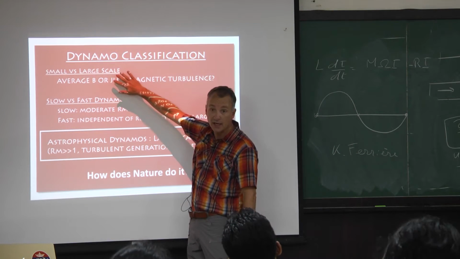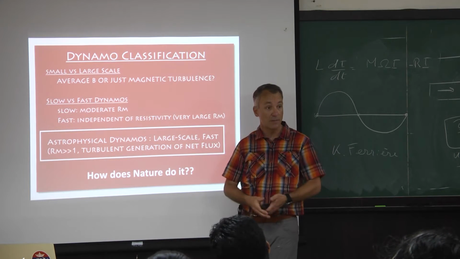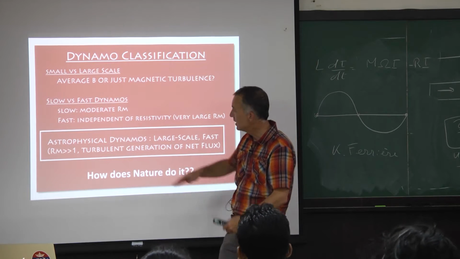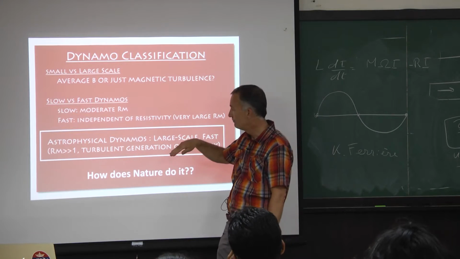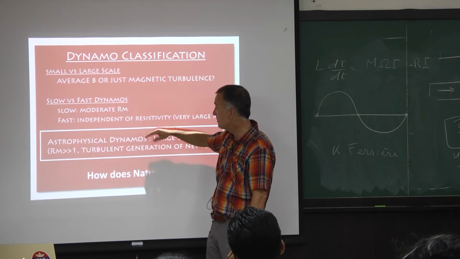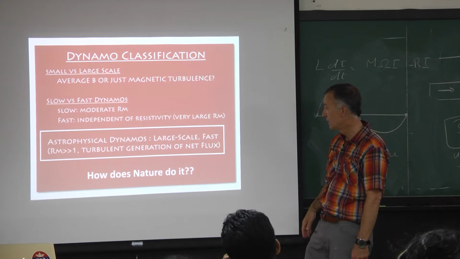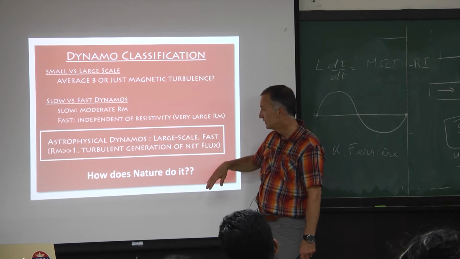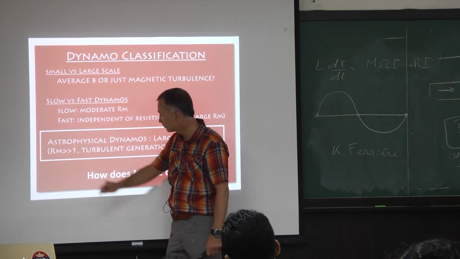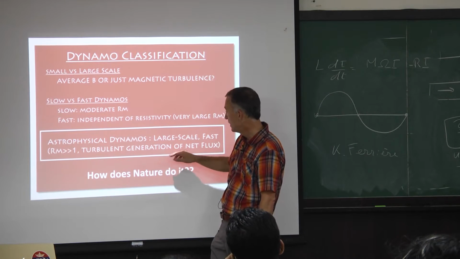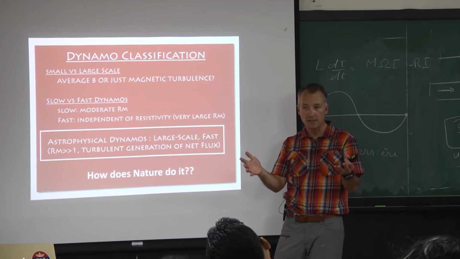We have small versus large scale. That is, do I have magnetic turbulence or do I have some net flux that emerges from the system? I also have this idea of slow versus fast. Slow dynamos operate at moderate RM, maybe even low RM. Fast dynamos are independent of the resistivity, and they exist even as RM becomes very large. So astrophysical dynamos almost certainly require that they be fast. They're almost always turbulent, but you usually see some sign of large-scale flux being generated. Some large-scale field is usually observed.